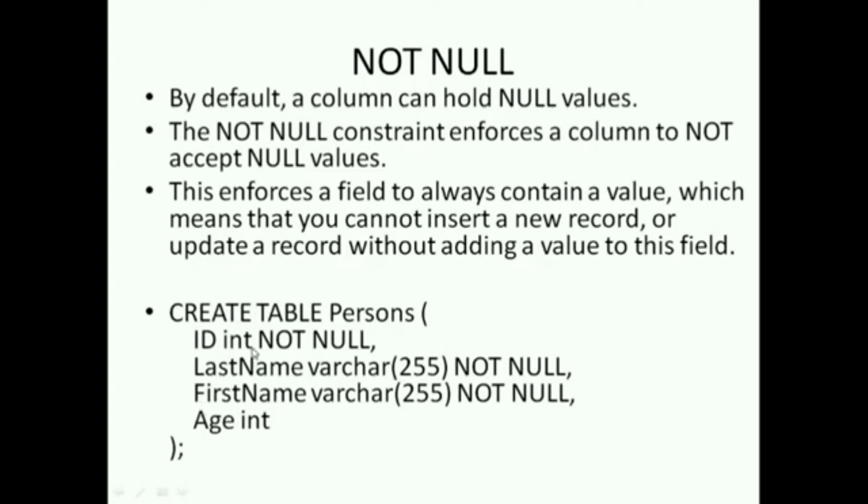So there is a NOT NULL constraint on these 3 columns, so whenever you are inserting values to this table, these 3 fields cannot be null. Age can be null because there is no NOT NULL constraint on it, but these 3 columns have to contain some value. But the NOT NULL constraint doesn't mean that it has to be unique. Same values are possible, but it has to have some value.